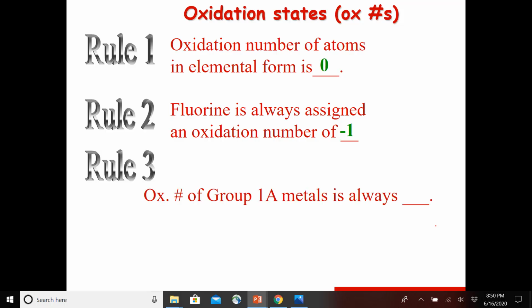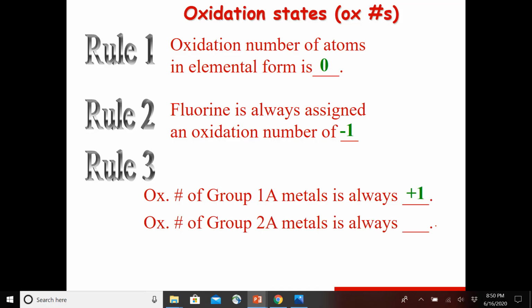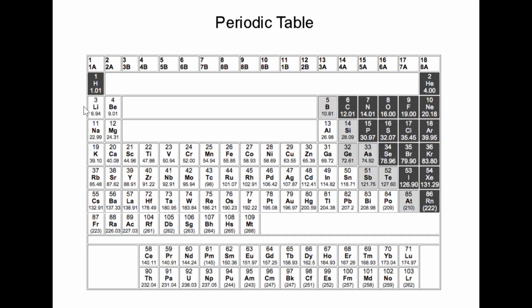Rule 3. The oxidation number of group 1A metals is always +1. And the oxidation number of group 2A metals is always +2. And the oxidation number of aluminium in a compound is always +3. Looking at the periodic table, lithium through francium is the group 1A metals. It makes sense that these would be +1.